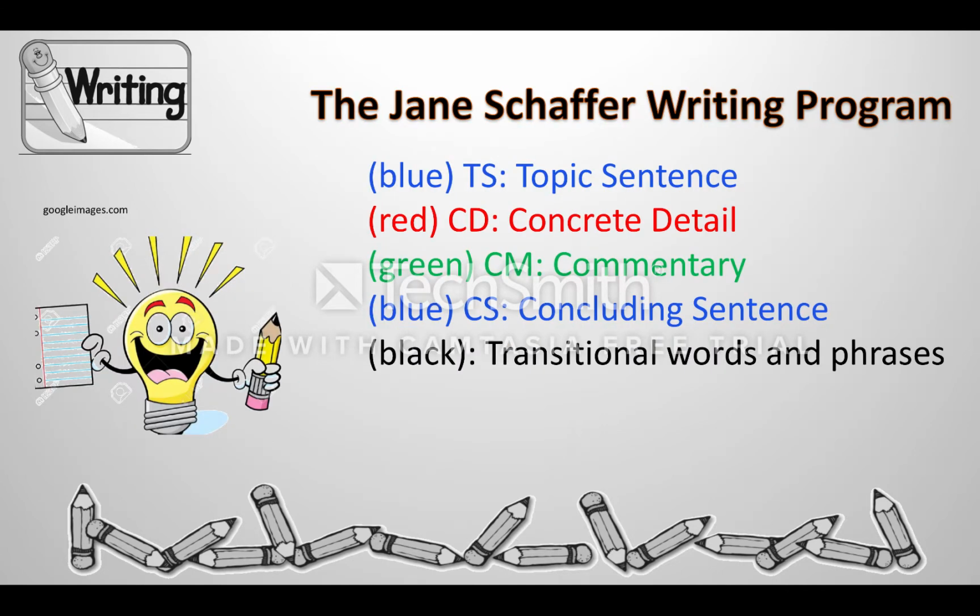So we have the Jane Schaefer Writing Program, in which everything is in color. In blue, we have our topic sentences and our concluding sentences. In red, we have our concrete details. In green, we have our commentary. And in black, we have our transitional words and phrases. Now I'm going to explain each one in more detail.